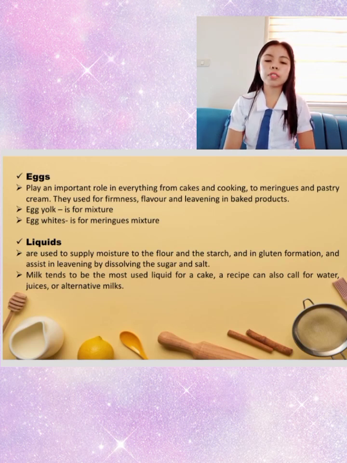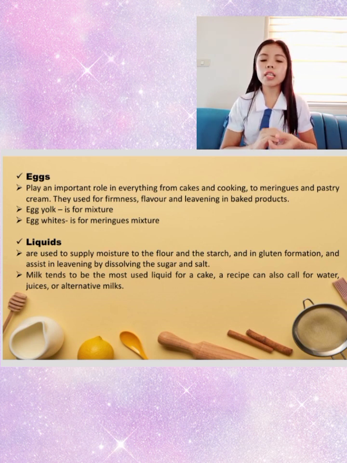And second is the eggs. Eggs play an important role in everything from cakes and cooking to meringue and pastry cream. They are used for firmness, flavor, and leavening in baked products. And in the baking process, the egg yolk is for dough mixture and the egg whites is for meringue mixture. And for making meringue, the egg whites should not be mixed with even a little egg yolk, because if it is, it will not foam properly.